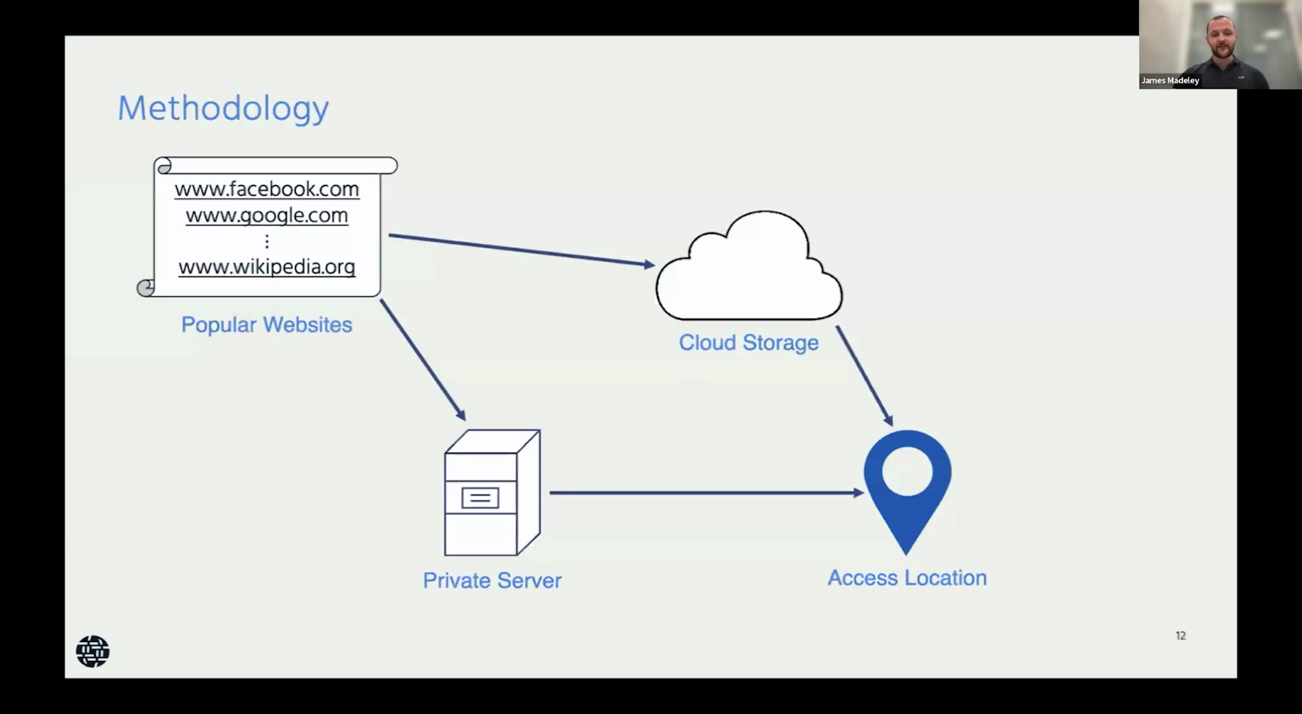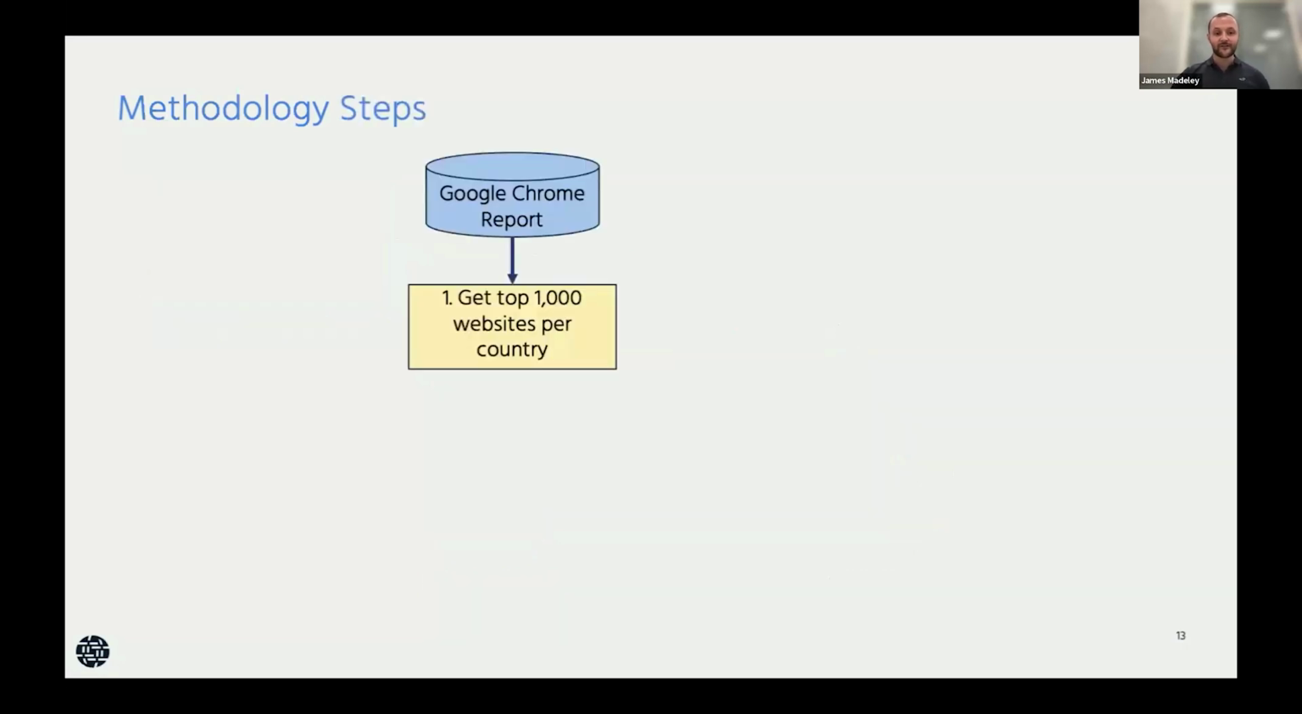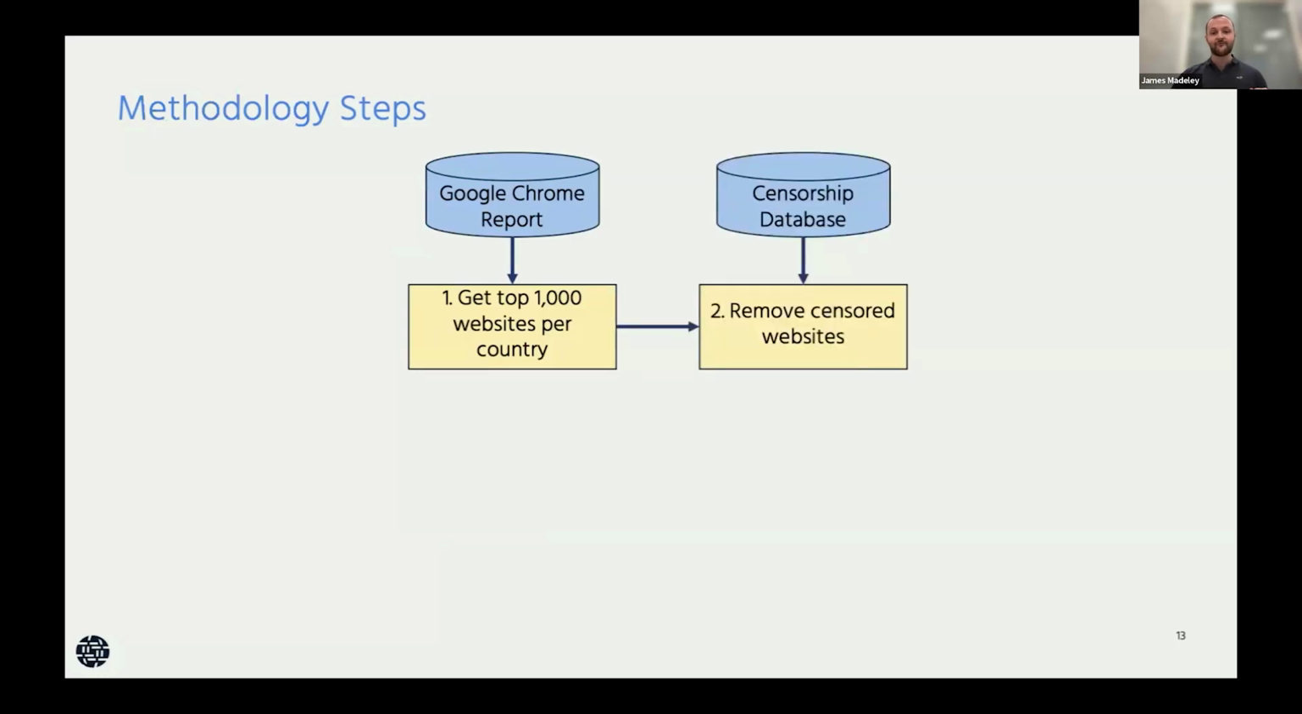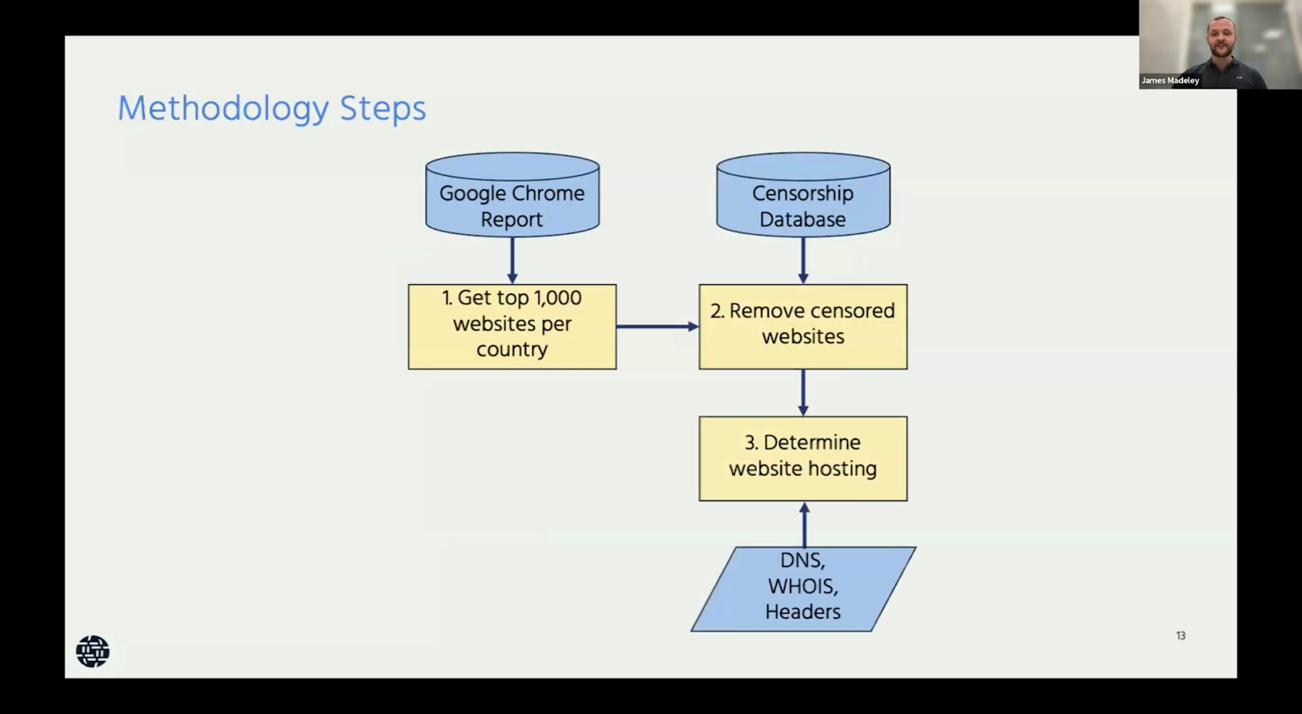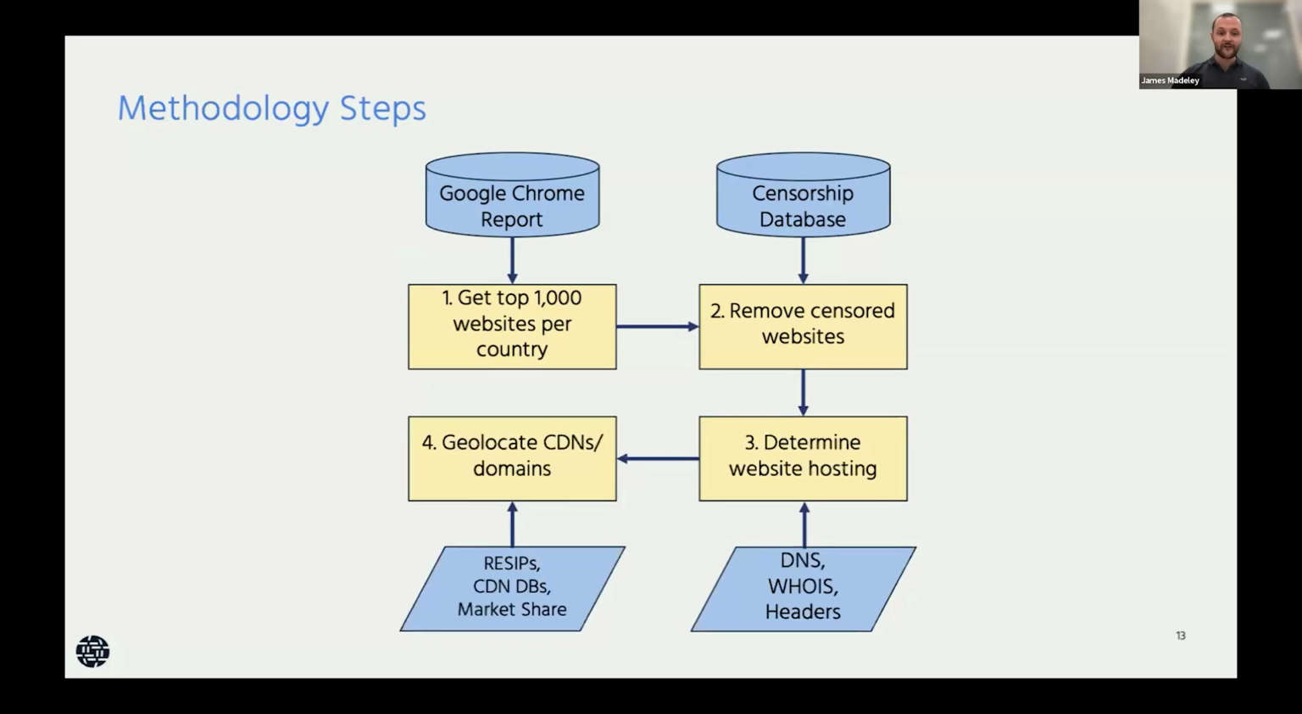So how are we doing this? Well, in a very basic way, we take a list of popular websites, we determine whether they're stored on the cloud or on a private server, and then we determine the location of that hosting method in order to say this website is local or externally accessed. In slightly more detail, we get a list of the most popular websites per country from the Google Chrome report. We then remove any censored websites. We then determine where the website is hosted by doing up to 3 lookups per domain. And finally, we geolocate either, as I said, the cloud provider or the privately hosted domain itself.